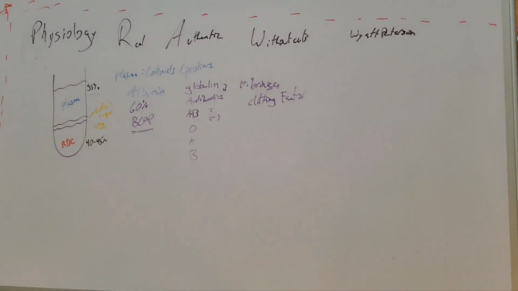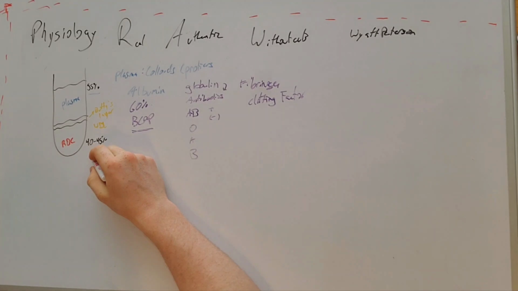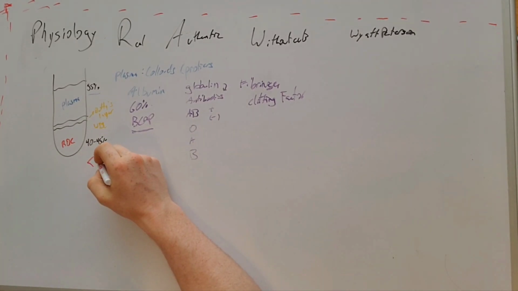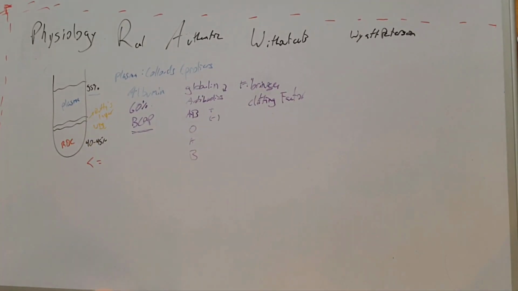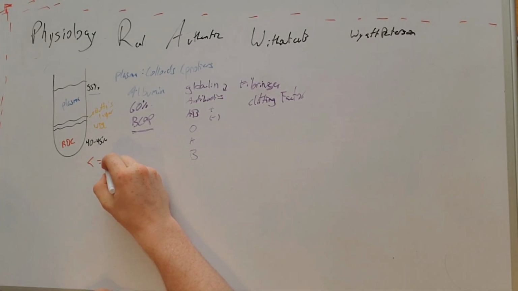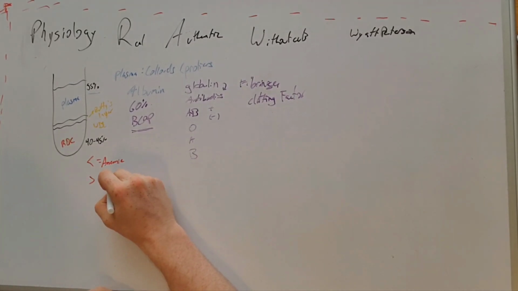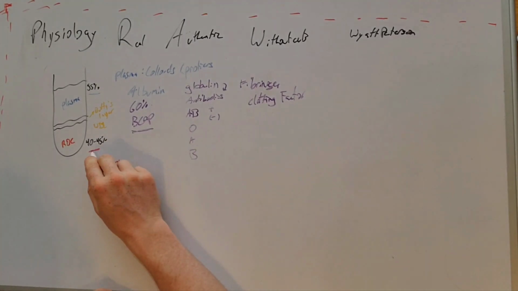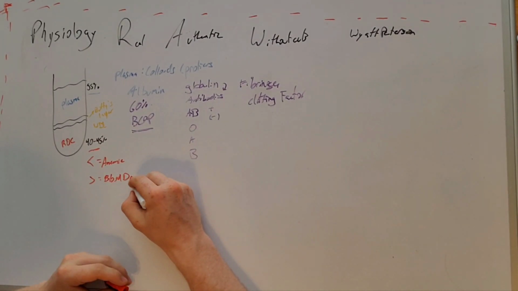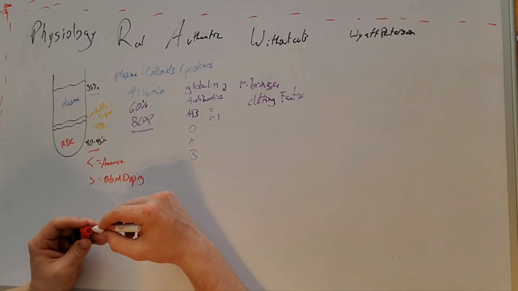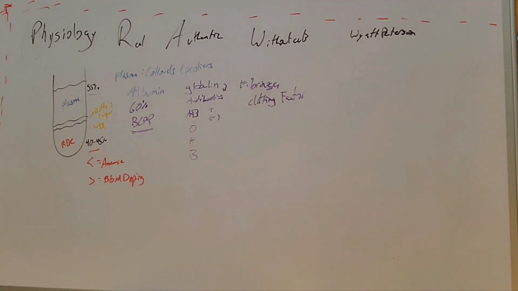And so a little bit about the red blood cells. If it is below that 45%, then that is equal to being anemic. And if it is above, that means you're probably blood doping. So pretty interesting right there.